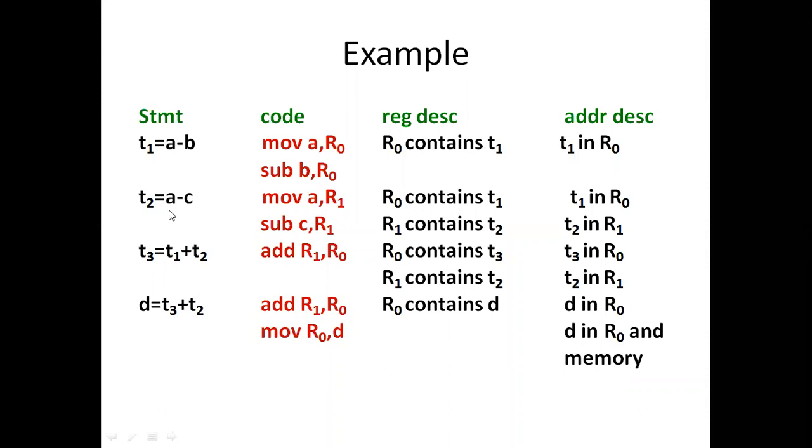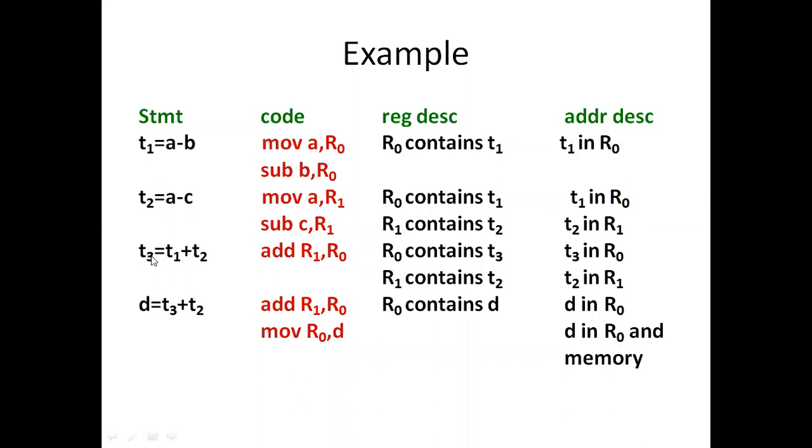Now go for the second statement. T2 is equal to a minus c. Again write the target code sequence for this. Move a, and here I'm choosing the register R1. And now it is also SUB c comma R1, right? So what does R0 contain? Up to now R0 contains T1. T1 is in R0. And here R1 contains T2. And coming to the address descriptor, the attribute is T2 and the register we are using is R1. The address mode is R.